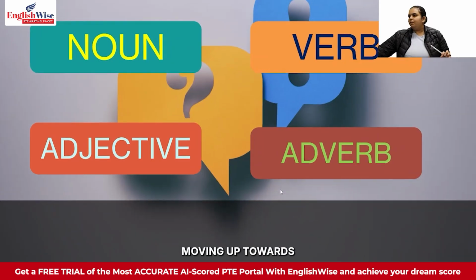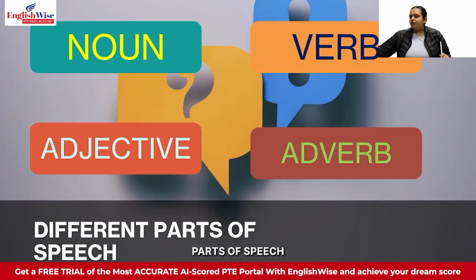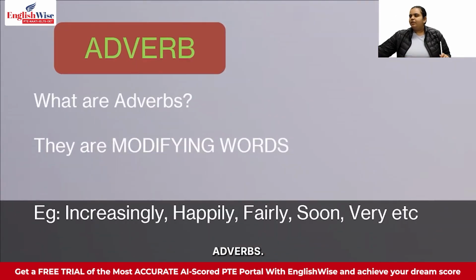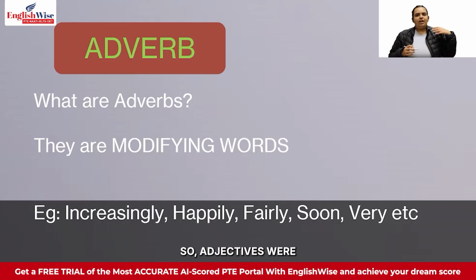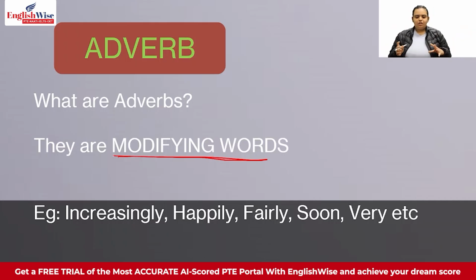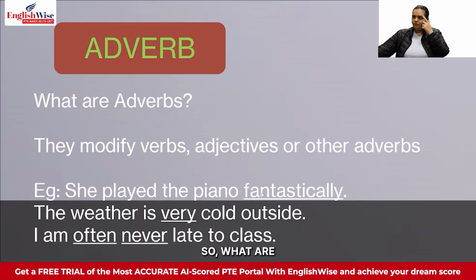Moving towards the last type of parts of speech here, that is adverbs. Now what are adverbs? Adjectives were describing words. Adverbs are modifying words. They come and modify the tone of the sentence, or modify some part of the sentence. Words like increasingly, happily, fairly, soon, very are all adverbs. Their job is to modify how the sentence has been presented to you.